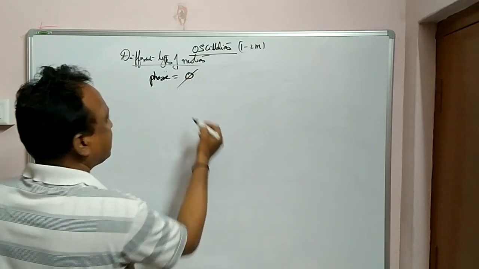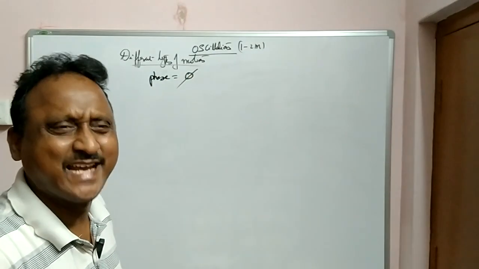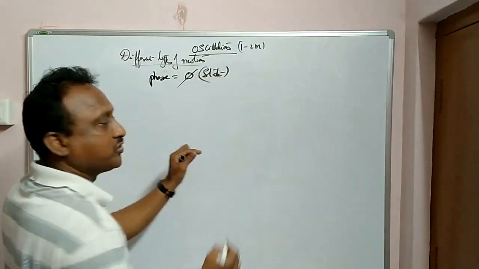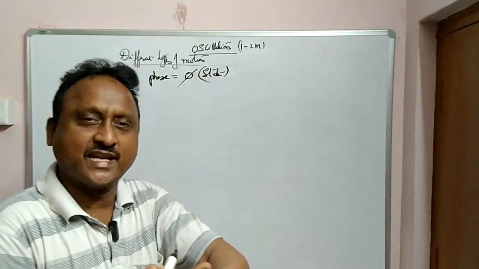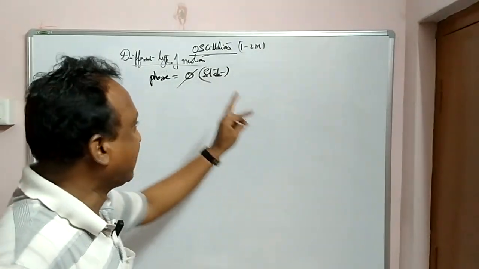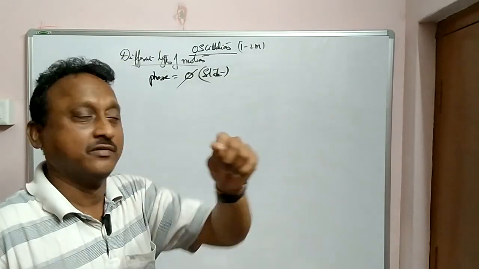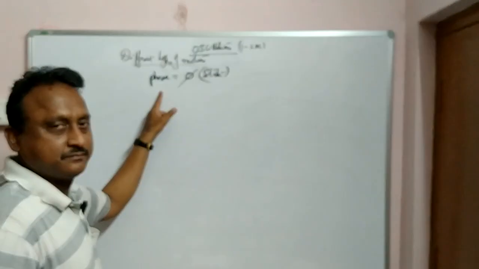Generally we sometimes indicate phase with phi. What is phase? State. What is state? The position of the vibrating particle with respect to time. So with respect to time, what is the position? Where is the particle along with time? That is called phase.